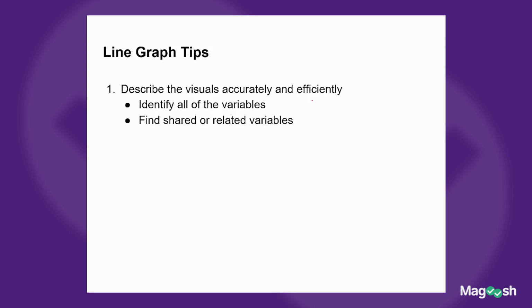Okay, second tip here, very similar to almost every other kind of Task 1 prompt, you need to find shared or related variables. This is what helps you to answer the question efficiently because you consolidate information wherever possible and you find ways to take all the information in your visuals and organize it in a logical way. Finding shared and related variables is the key step in allowing you to be able to describe things efficiently in most cases.